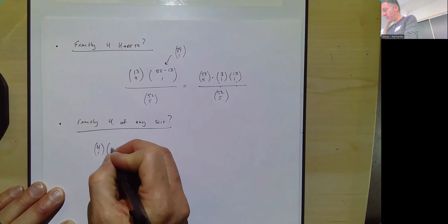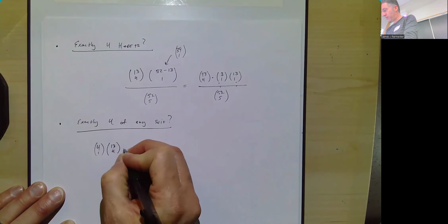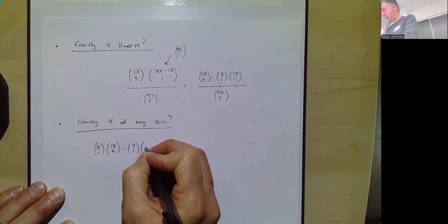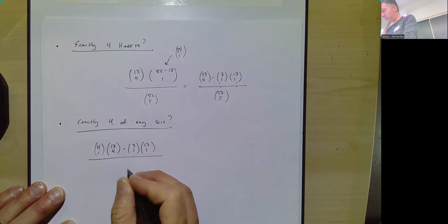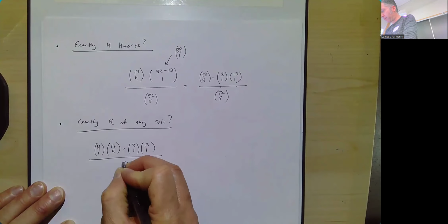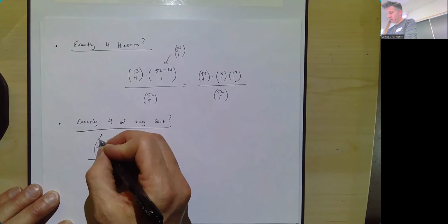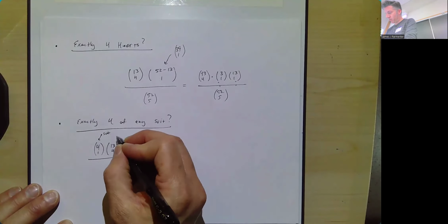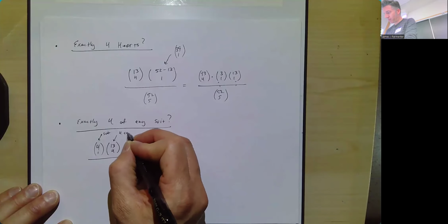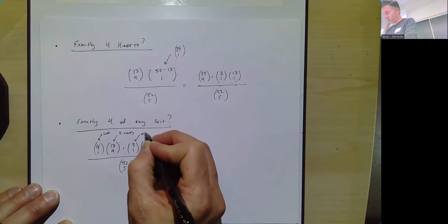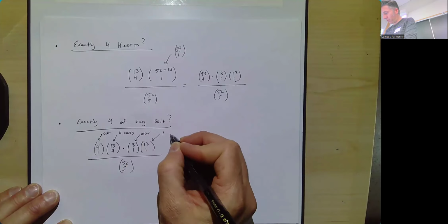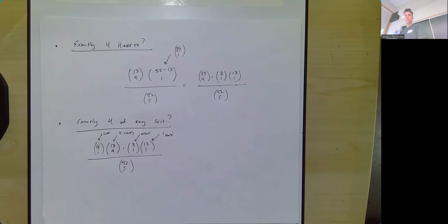4, choose 1, times 13, choose 4, times 3, choose 1, times 13, choose 1, over 52, choose 5. We picked our suit. We picked 4 of those cards. We picked our other suit. We picked 1 of those cards. Neat.